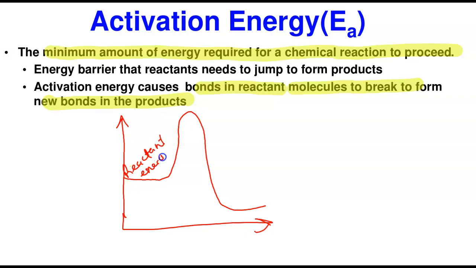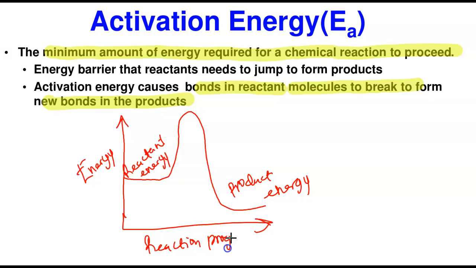Energy. This is the product energy. Now, this is usually plotted energy versus reaction progress. This is energy versus the reaction progress. That is how this graph is plotted.